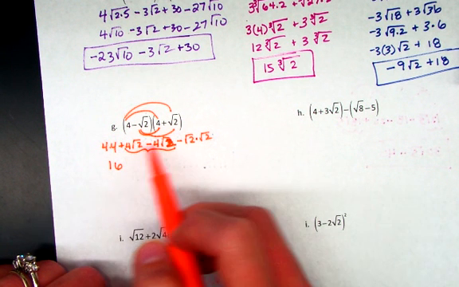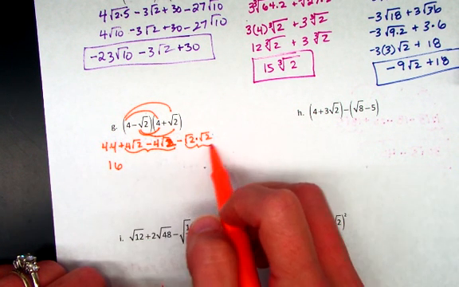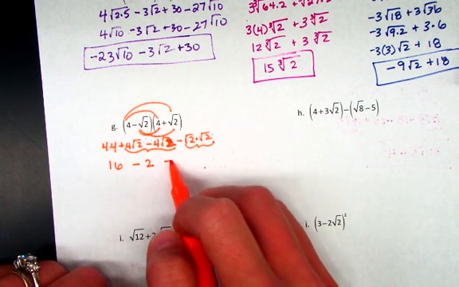We have a positive 4 root 2, a negative 4 root 2. And then when we multiply these, we just get 2. So this equals 14.